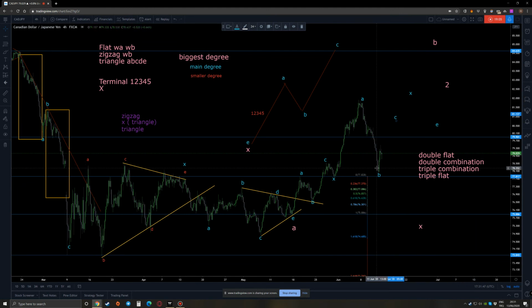Because the market is giving me more information, I did a little bit more interpretation, and I eliminated another one. Okay, so this is how Elliott wave works.